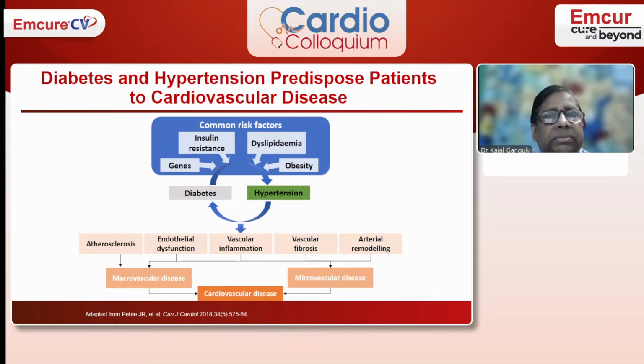So diabetes and hypertension share common risk factors, due to insulin resistance in both groups, and are associated with dyslipidemia, obesity, and genetic predisposition. It leads to atherosclerosis, endothelial dysfunction, vascular inflammation, vascular fibrosis, arterial remodeling. All these lead to microvascular disease and also macrovascular disease, which are the common vascular changes leading to cardiovascular diseases. Next.